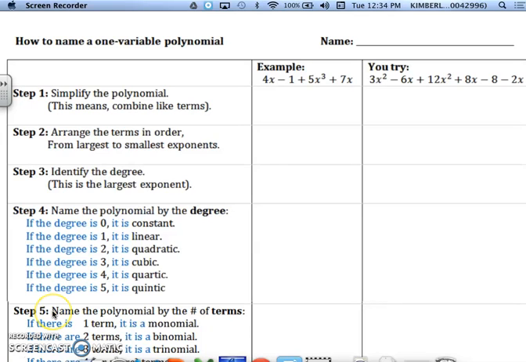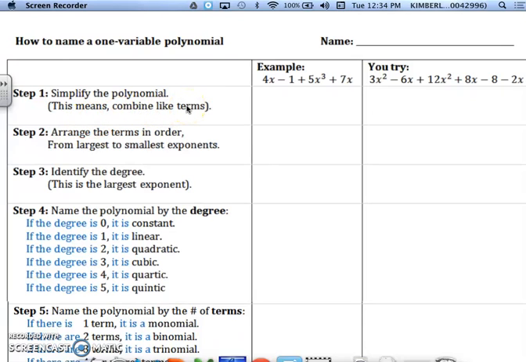In this video, we're going to learn how to classify a polynomial. That's the same as naming a one-variable polynomial. So we're going to look at this example. I'm going to do this one, and then I'm going to give you a chance to try this one on your own. Step one is to simplify it, and that means combine like terms.